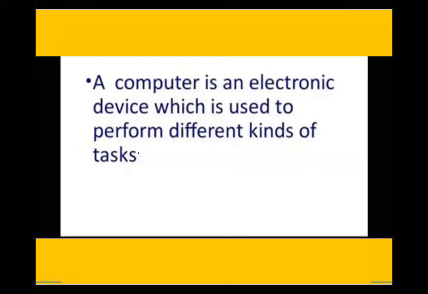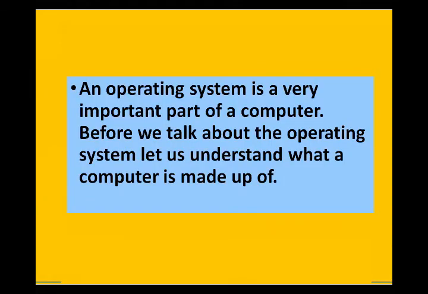You all know very well what a computer is. A computer is an electronic device which is used to perform different kinds of tasks. For example, typing and editing text, listening to music, playing games, using the internet, etc. So our chapter is operating system. An operating system is a very important part of a computer. But before we talk about the operating system, let's understand what a computer is made up of.